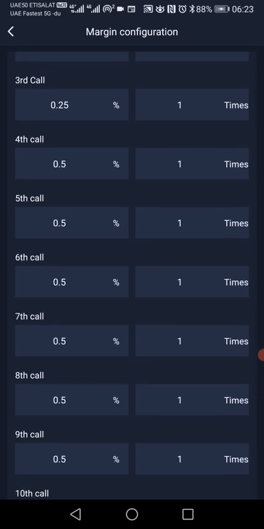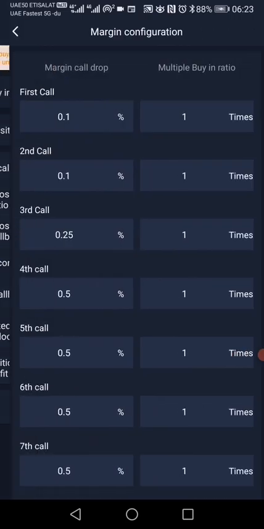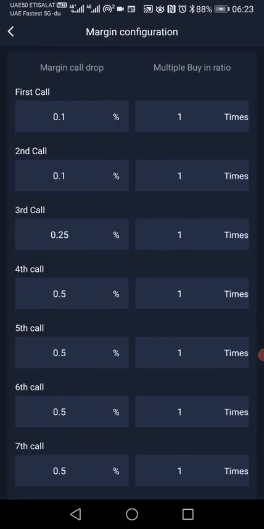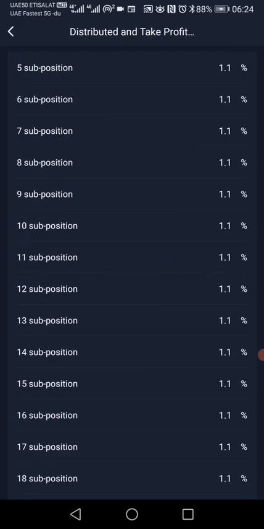So from the 5th position to the 30th position, the sub position take profit callback, which is the last item on this trade setting, is applicable. From the 5th position is where the distribution and take profit allocation is applicable. If you look at it here, distribution and take profit allocation starts from the 5th position. So this is what I said: I put it 1.1, 1.1 at the sub positions.